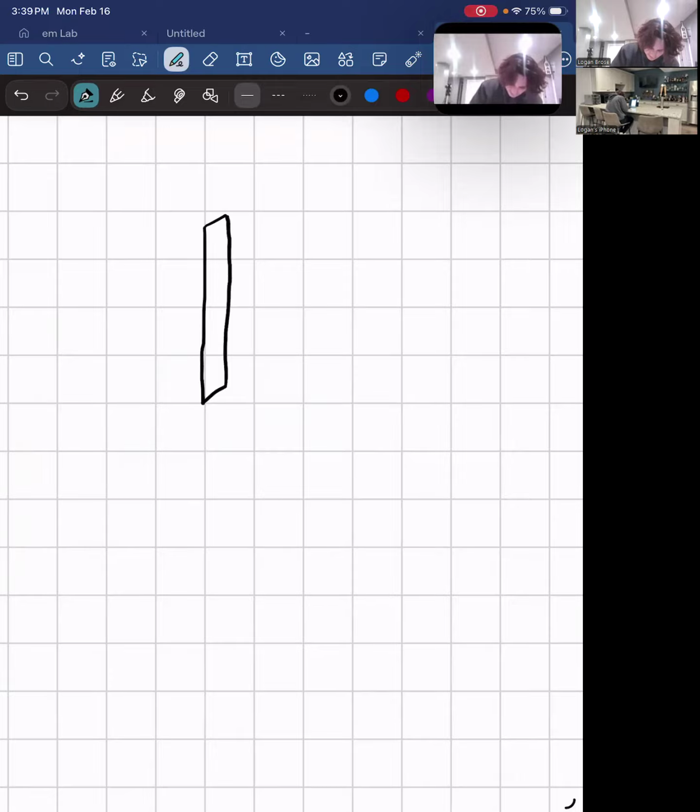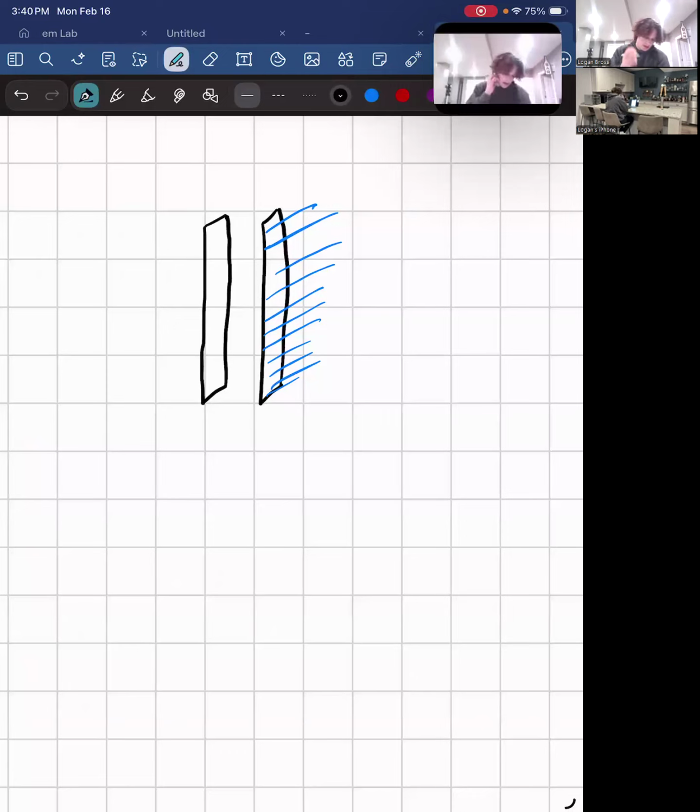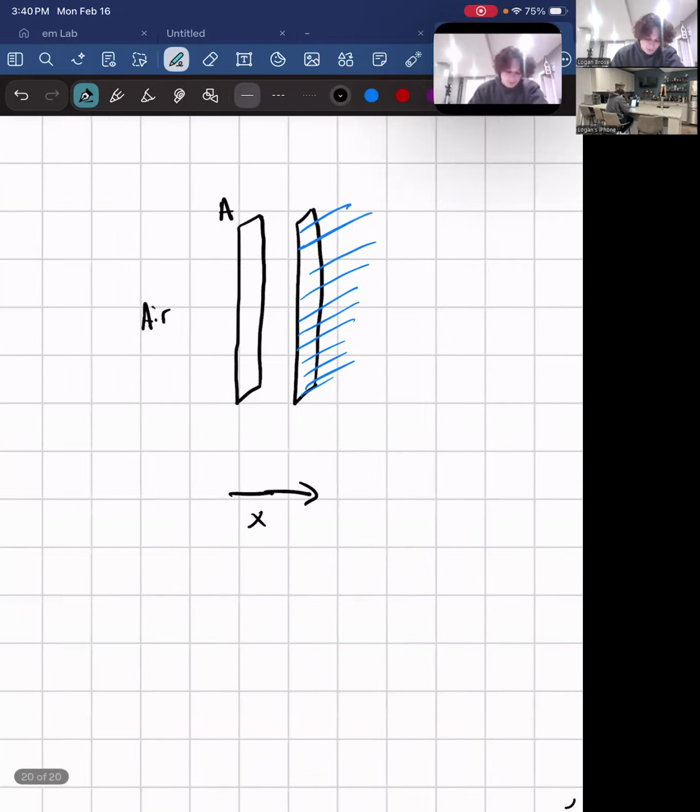Right, so we have this rectangular slab, and right, so this side here is perfectly insulated, right? It has an area of A, right? We have air over here. We'll say the positive X direction is this way. So what do we know, right?